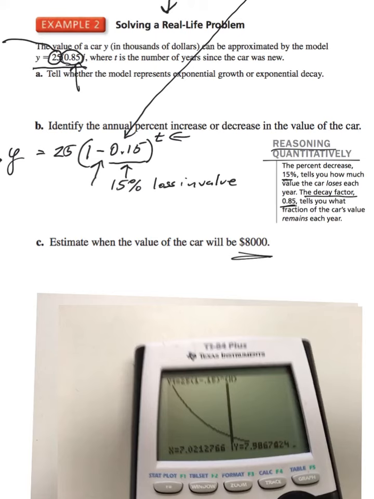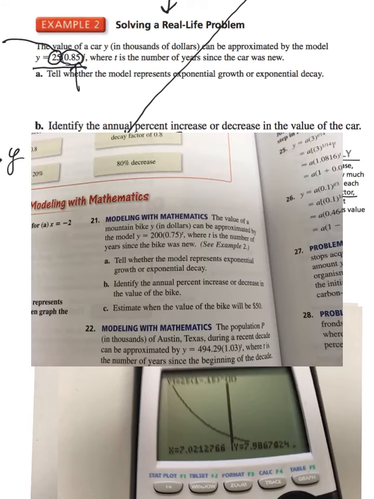The question that we have for your homework that's going to be like that is right here. I guess I love this little video thing, so let me just go ahead and show it to you. It's right here. It says the value of a mountain bike is approximated by that equation, where t is the number of years since the bike was new. So it says tell whether the model represents exponential decay or growth. Well, the 0.75 is the answer to that question.